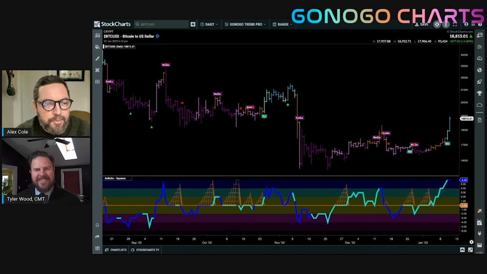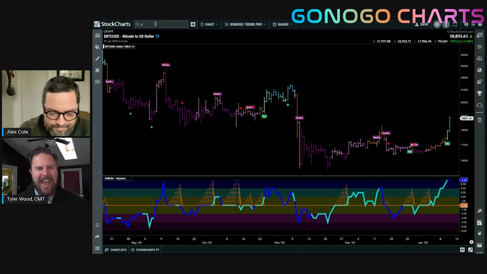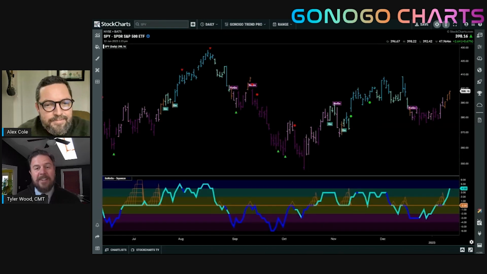Lots to talk about. We'll come back to this chart of Bitcoin probably at the end of the day, but really a signal for a risk-on environment. Let's start with a chart of the S&P 500. On the daily basis, we're in amber neutral territory.